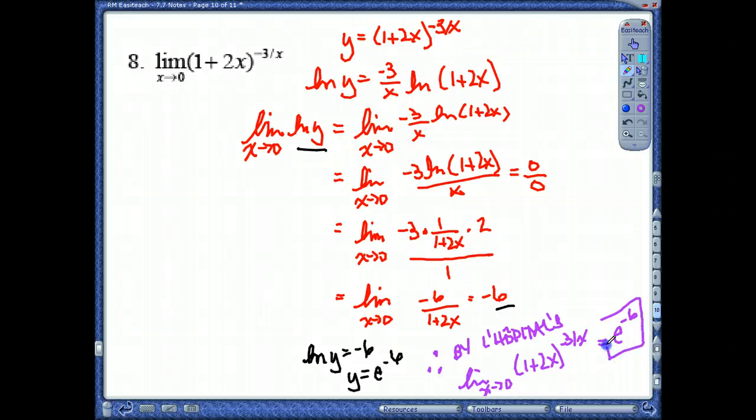Now you have to admit, if we didn't have L'Hopital's, how would you have ever come up with the answer to that limit without him? So L'Hopital's rule is going to be very important to us.